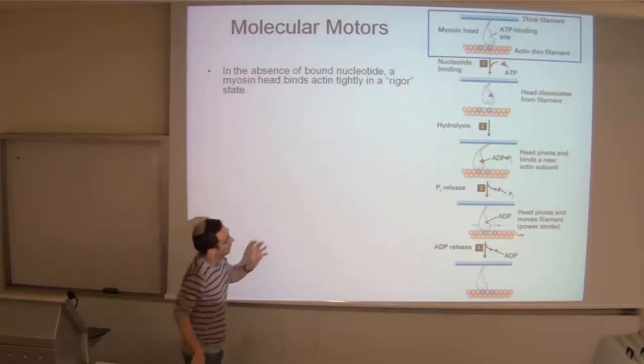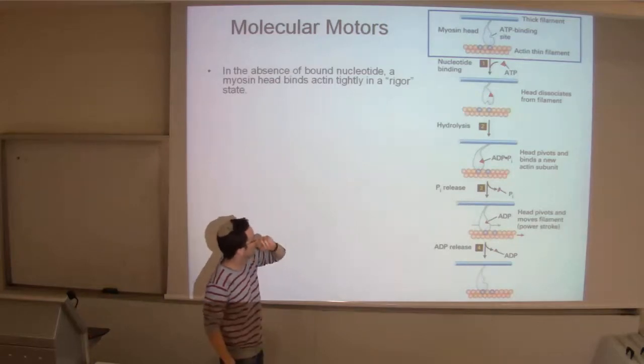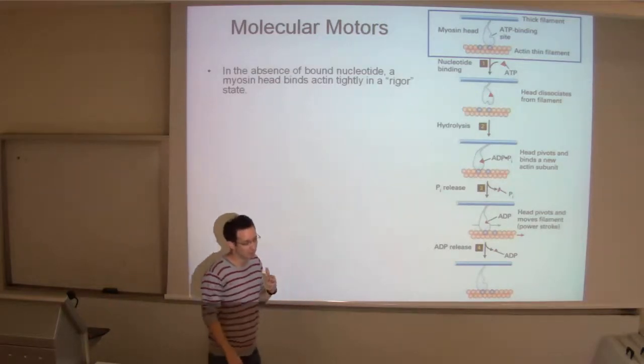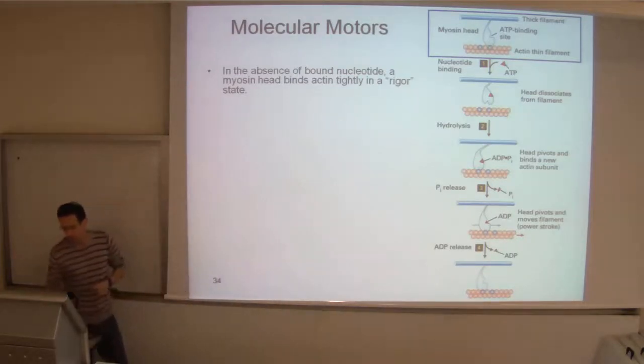Okay. And the cycle of movement starts with the first step, which is actually the baseline state when you have no ATP in the system, and hence the ATP binding site on the myosin head is free, unoccupied. In this state, the myosin head tightly binds to the actin filament, to its specific site on the actin filament. This is the red circle here. Okay, so this is where everything starts.